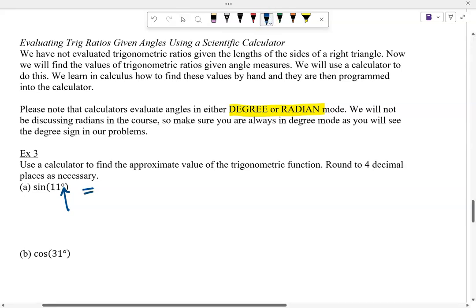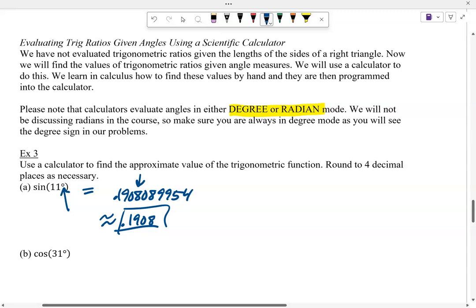So sine of 11 is 0.1908089954. We're going to round it to 4 decimal places. So I look to the right of the 8, it's a 0. Since it's not 5 or above, it just stays the same, 0.1908. Call it good right there.